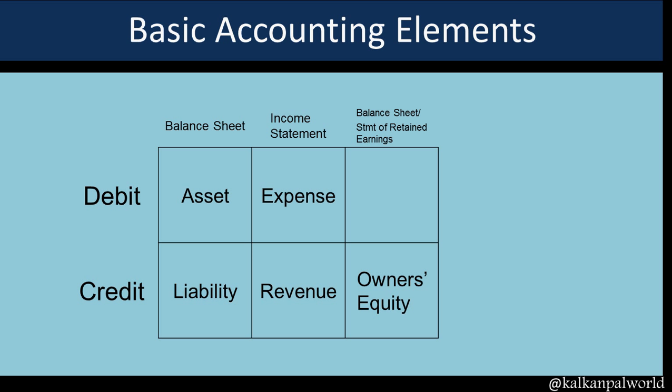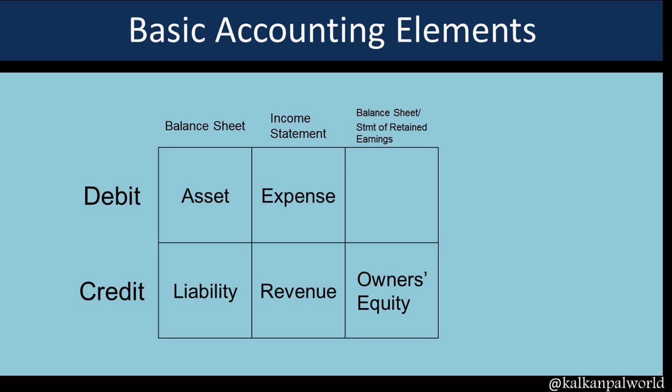So this table shows in what cases it will be a debit entry and in what cases it will be a credit entry. What we can see in this table is that we have five items. One is asset, second expenses, third liability, fourth revenue, and fifth owner's equity. Assets, liability, and owner's equity are part of the balance sheet, while expenses and revenue are part of the income statement.